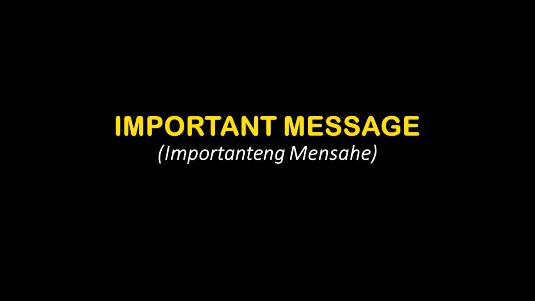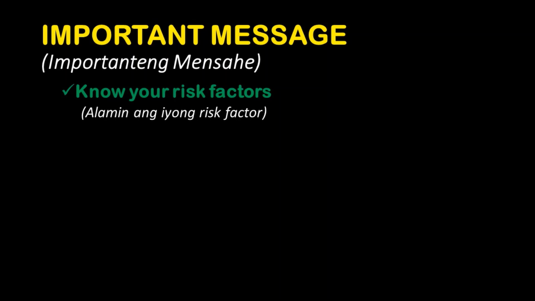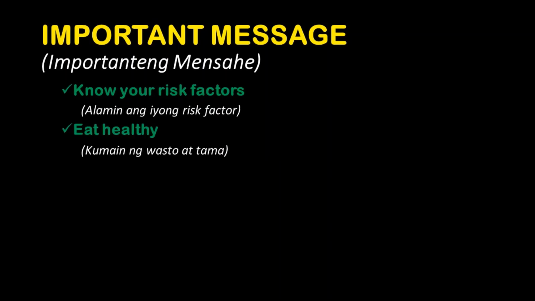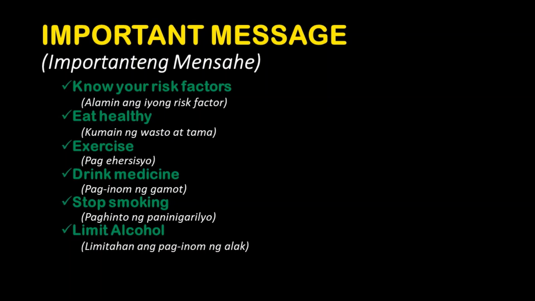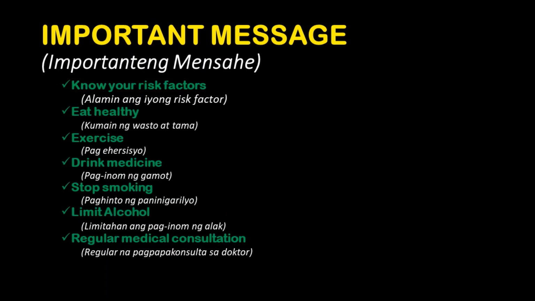To sum it up, hypertension can quietly damage one's body for years before symptoms develop. Uncontrolled high blood pressure can lead to disability, a poor quality of life, or even a fatal heart attack or stroke. Hence, it is very important that you know and understand the risk factors of hypertension, eat healthy, exercise regularly, drink your medicine religiously, stop smoking, stop or limit alcohol intake, and have a regular appointment with your medical doctor.